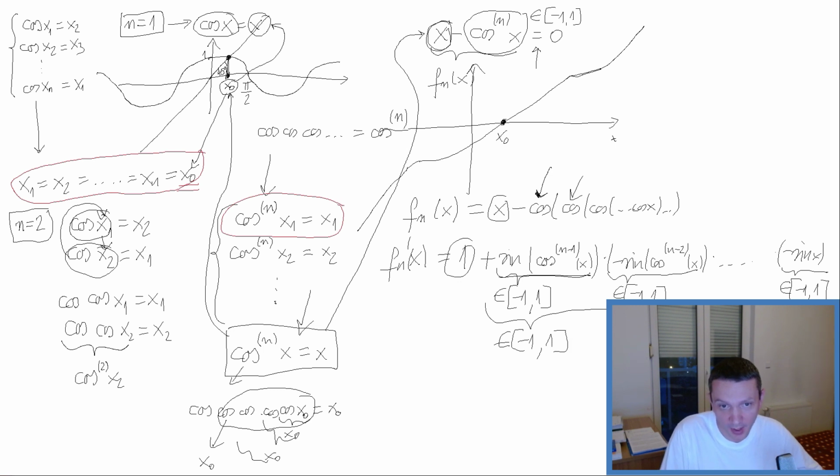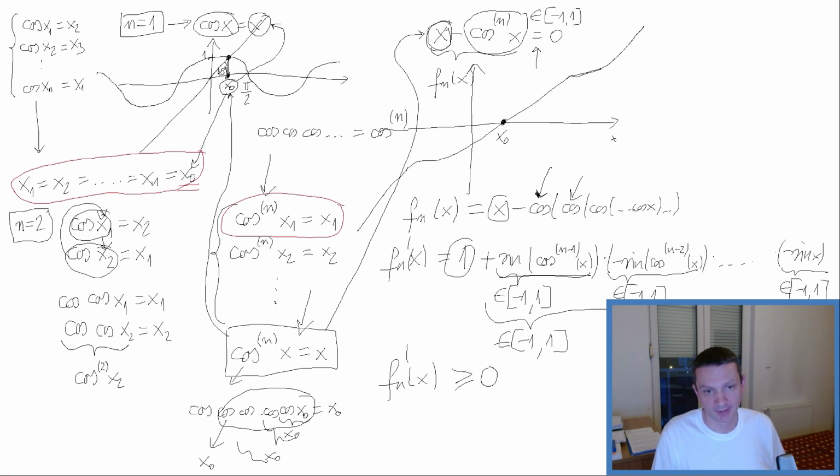And we have 1 plus something that is between minus 1 and 1, so we know that the derivative of fn of x is always greater or equal to 0. So we know that this function is increasing. We still don't know that it is strictly increasing, but sine of x is equal to minus 1 or 1 in only a discrete, countable number of points.